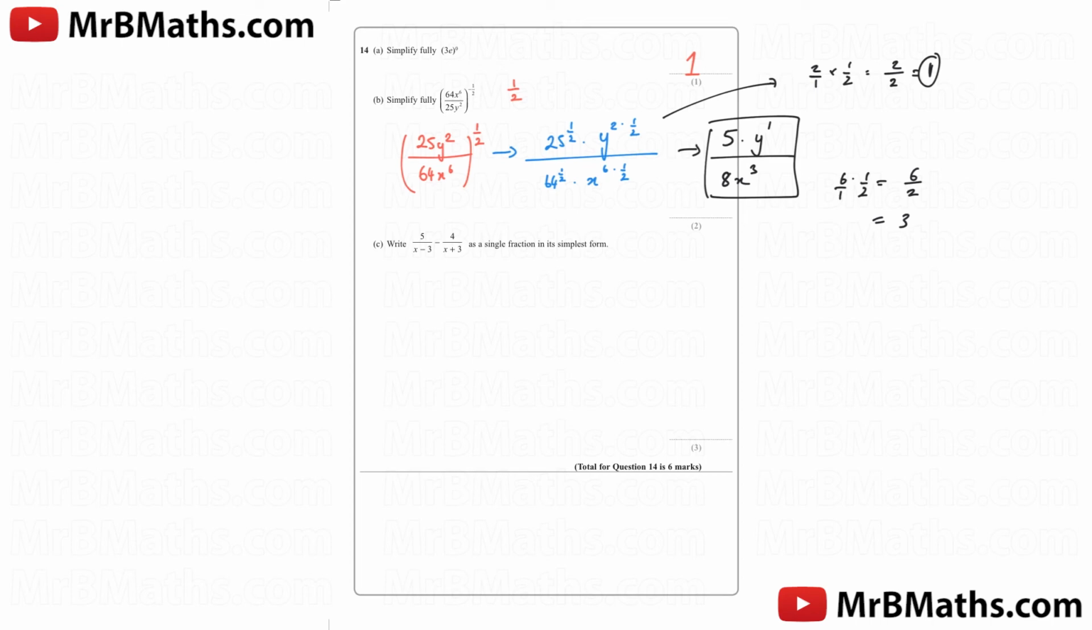Okay, so for the next one, write 5 over x minus 3 minus 4 over x plus 3 as a single fraction in its simplest form. So what I want to do is make both denominators the same. So that's going to be x minus 3, x plus 3, x minus 3, x plus 3.